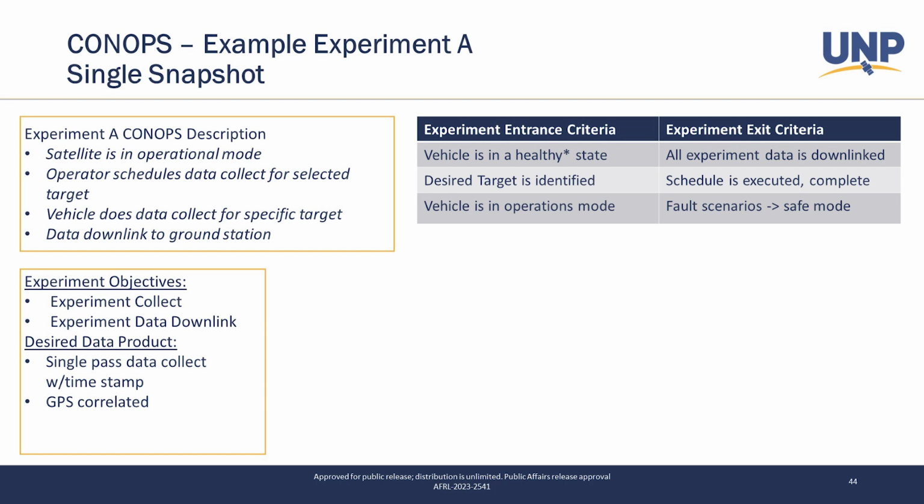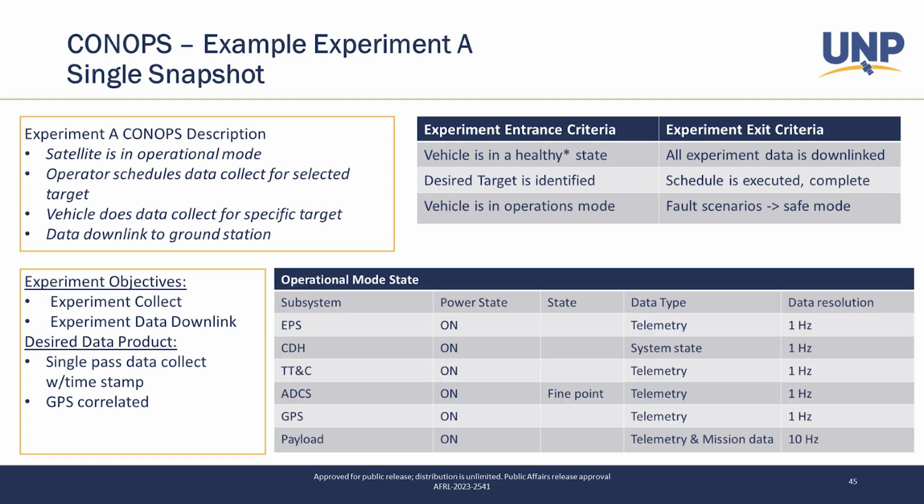The experiment exit criteria could result poorly, right? So all experiment data is downlinked and the schedule is executed and complete. Cool, I did it correctly. I made my experiment. You can also exit experiment from a fault, right? And so that's something to think about related back to that mode transition diagram when you're starting to write out all these pieces.